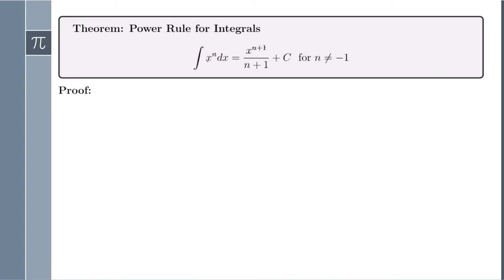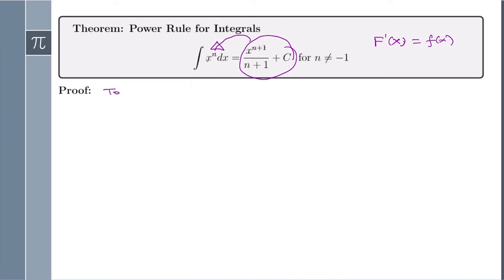To prove this is an easy and quick proof. What we need to do is find the derivative of this function, and that must be equal to this one. Remember, f prime of x must be f of x. So that's what we are going to show. Okay, let's go ahead and prove this.